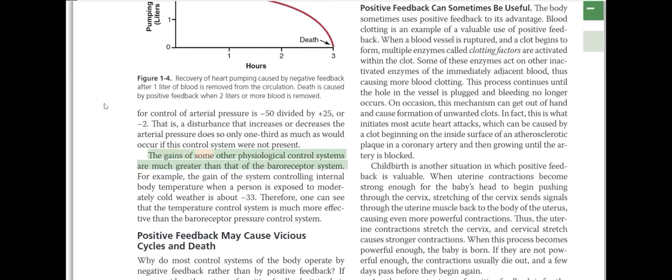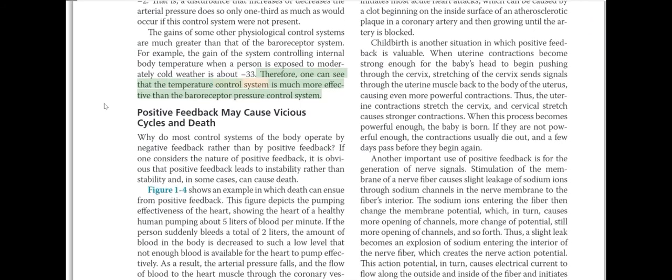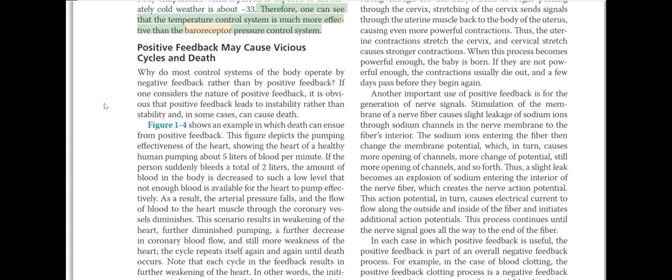The gains of some other physiological control systems are much greater than that of the baroreceptor system. For example, the gain of the system controlling internal body temperature when a person is exposed to moderately cold weather is about minus 33. Therefore, one can see that the temperature control system is much more effective than the baroreceptor pressure control system. Positive feedback may cause vicious cycles and death.